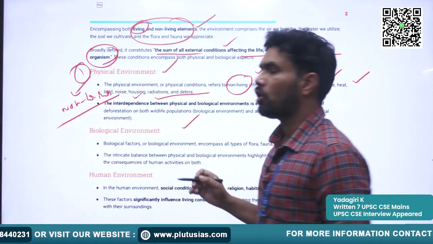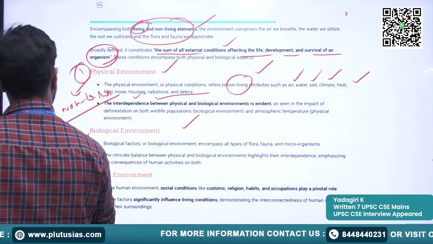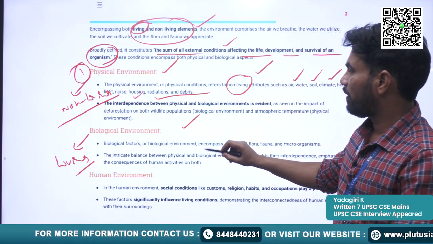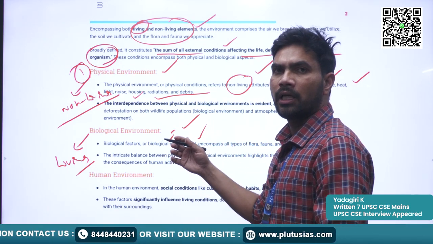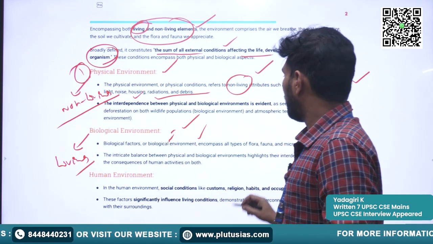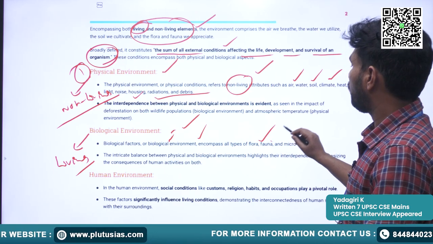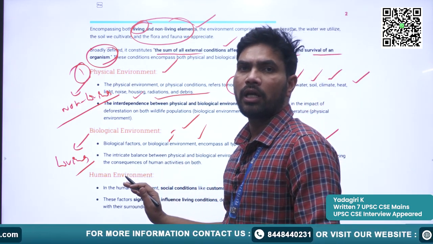Similarly, there is a biological environment. We can consider it as the living environment. Biological factors include trees, animals, insects, etc. It encompasses all types of flora, fauna and microorganisms. So this is the biological environment.